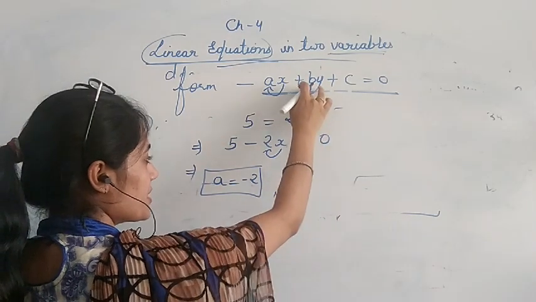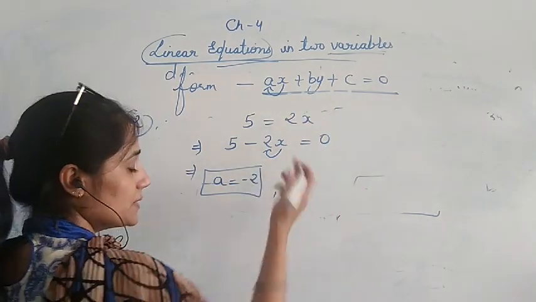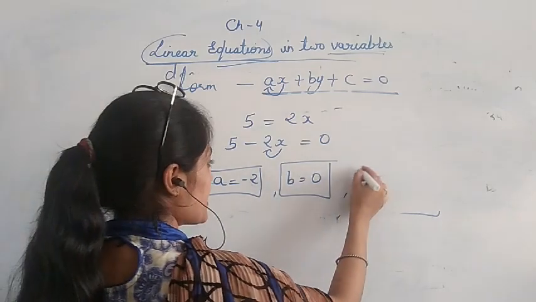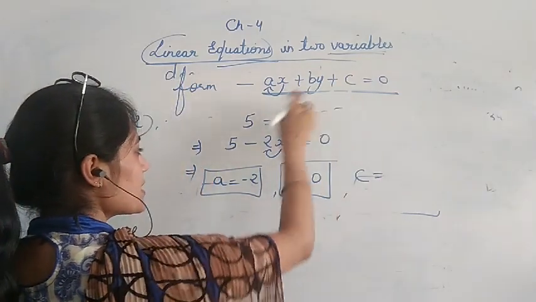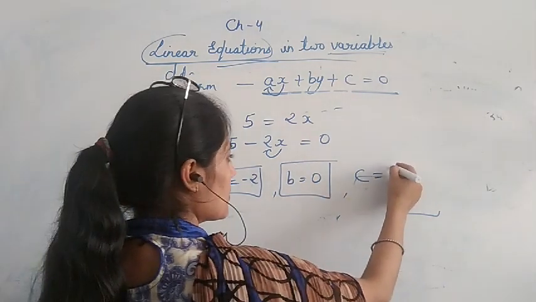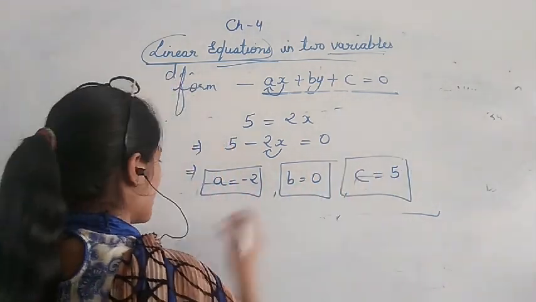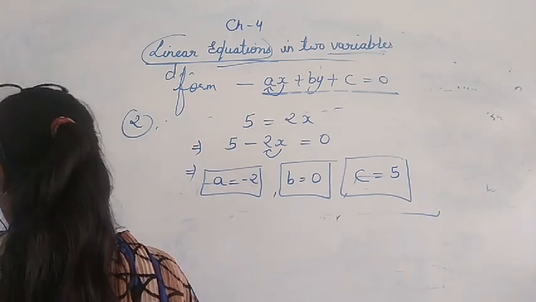B. B is Y coefficient here. What is Y coefficient here? Nothing. So I put 0. What is C? C here constant term. What is constant term here? 5. So A minus 2, B is 0 and C 5.